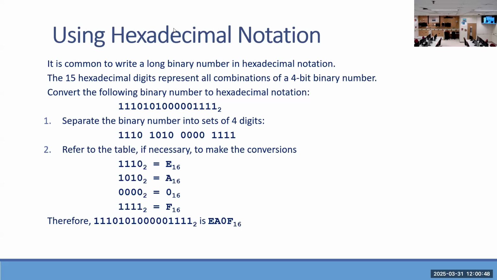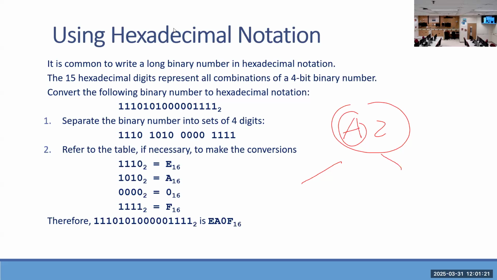Now normally, when using the hexadecimal notation, it's common to write a long binary number in hexadecimal notation. Think about if you want to represent A2 in hexadecimal, you need 8 bits, because for A you need 4 bits, and for 2 you also need 4 bits. So basically it's very common to write a long binary number in hexadecimal notation here.